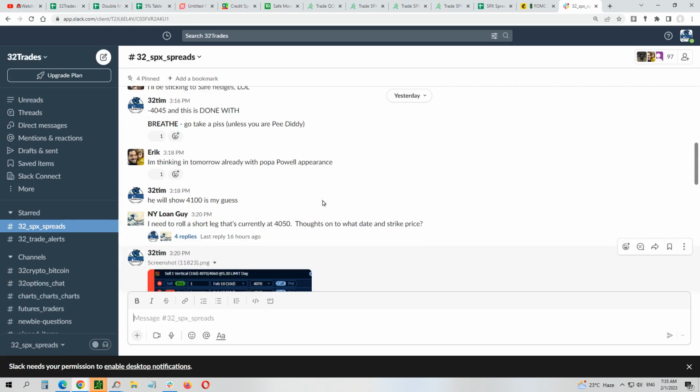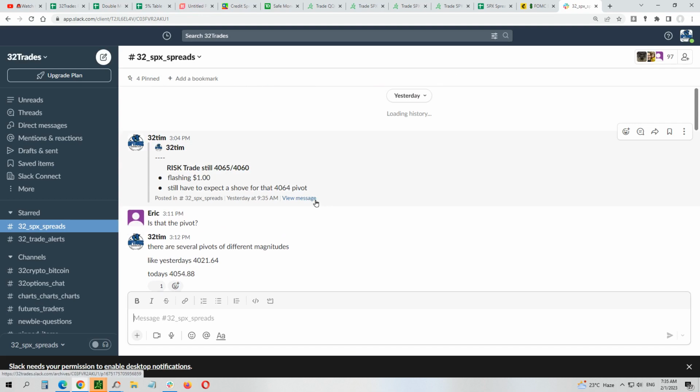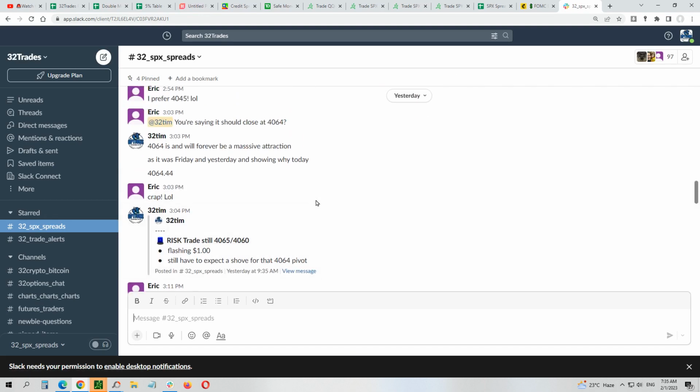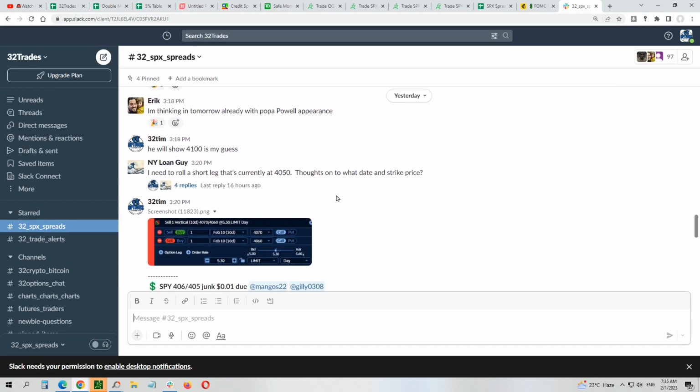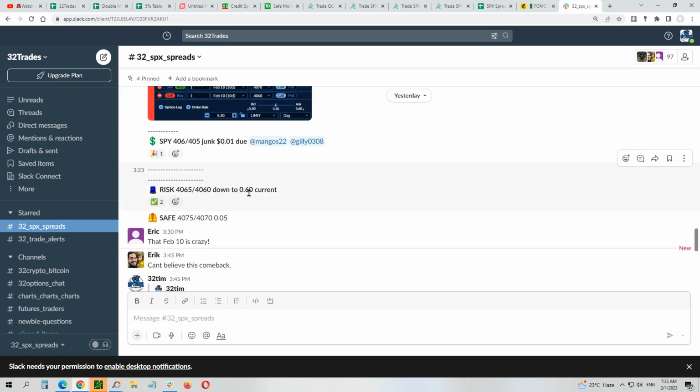Right there. You had the opportunity to get out of the trade right there at 330, 345. You were down to 60 cents on the risk. So that's your up $1. The safe edge was down to a nickel.